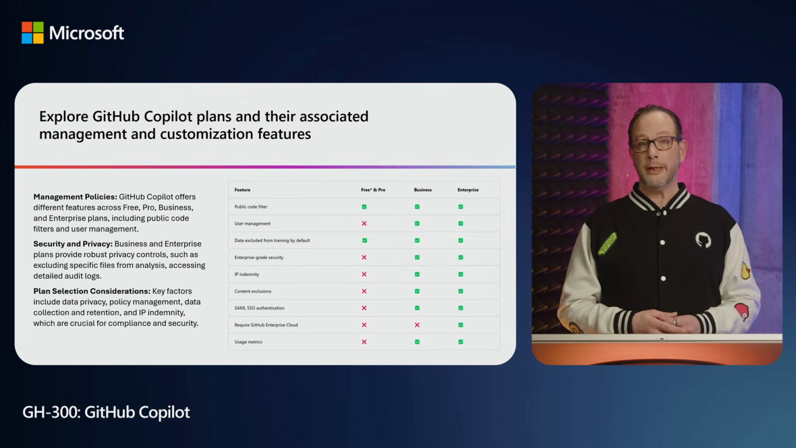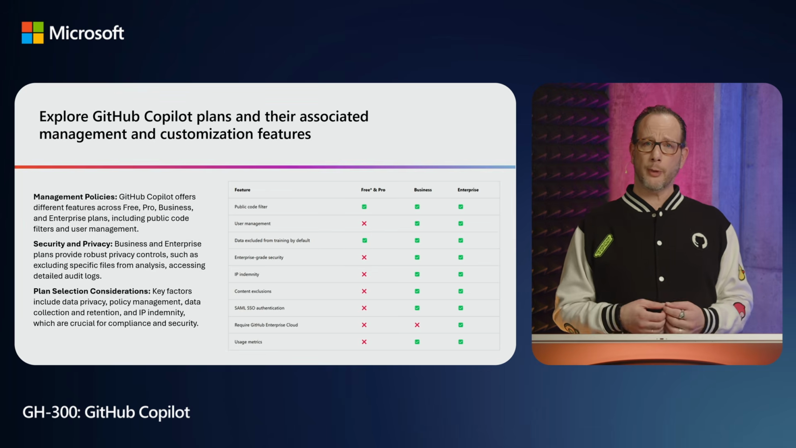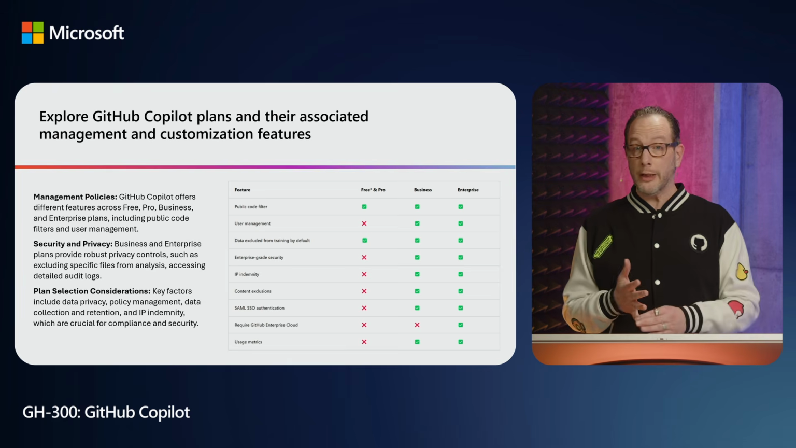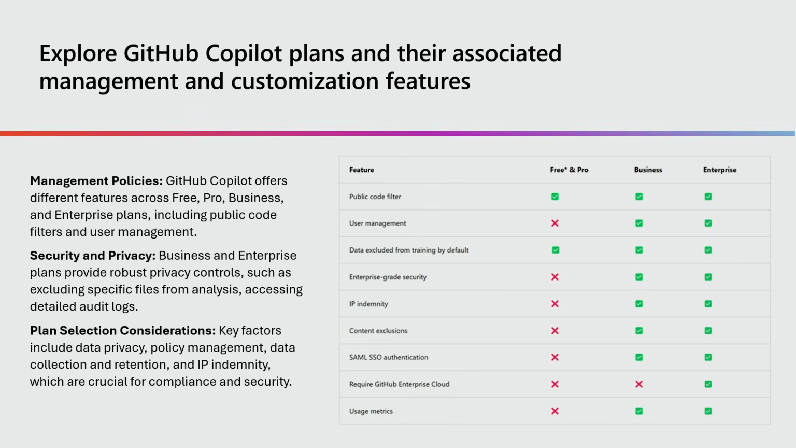Now, if you completed Module 1, you have already seen a similar table that explains the different GitHub Copilot capabilities across the free, the pro, the business, and enterprise plans, particularly around management policies and security controls. Higher tier plans introduce features like centralized user management, public code filtering, as well as audit logging, which are really essential in regulated or enterprise environments.